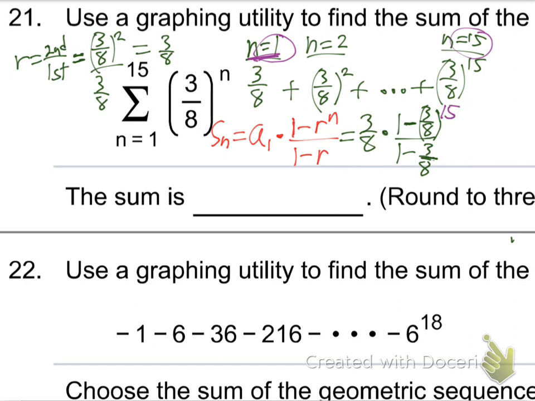So they want a decimal rounded to 3 places. I would clean up the bottom first. What is 1 minus 3/8 down there in the bottom? 1 whole, take away 3/8, leaves 5/8. So that bottom is 5/8. So flip it. Whenever you have a fraction on the bottom, you can flip it up, right next to that 3/8.